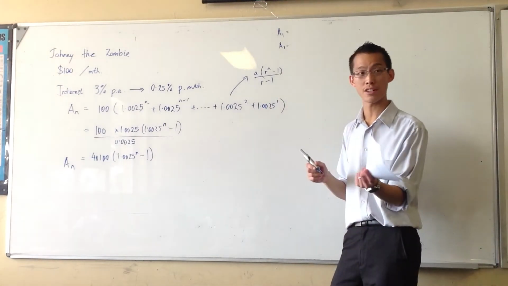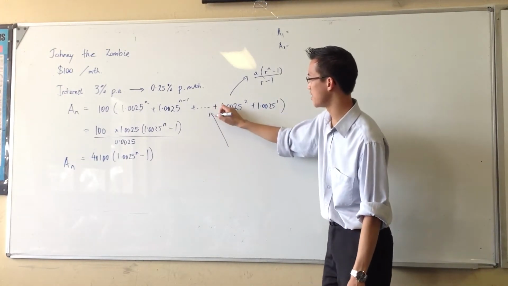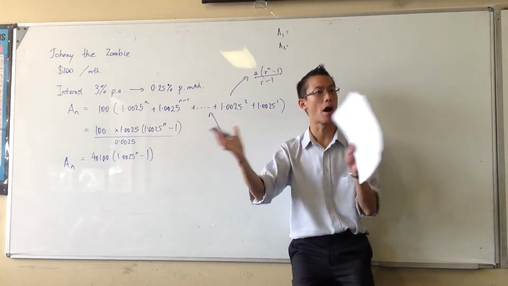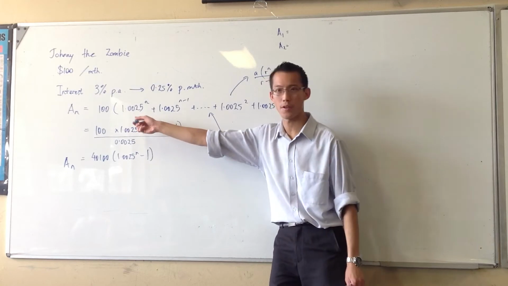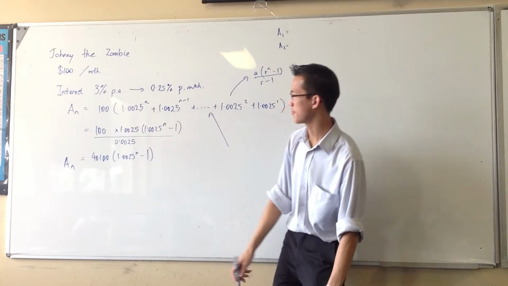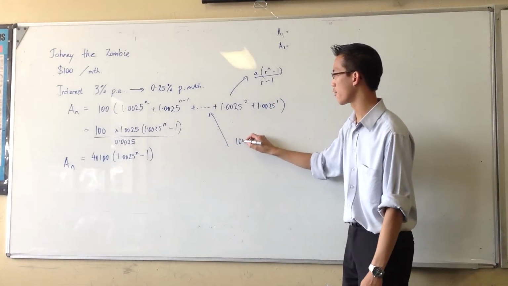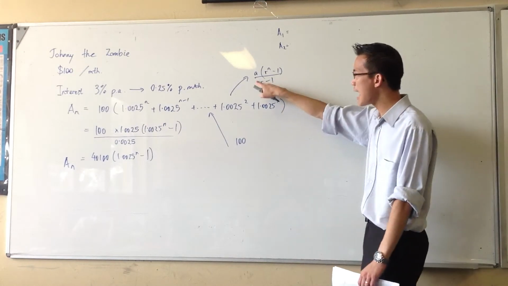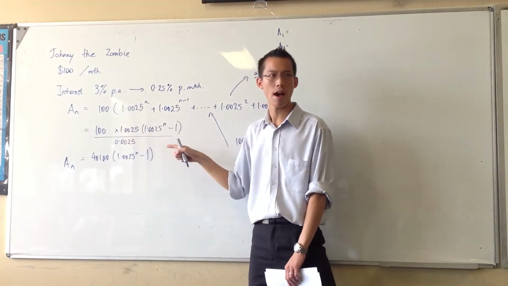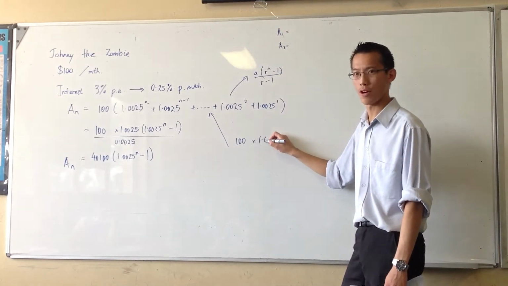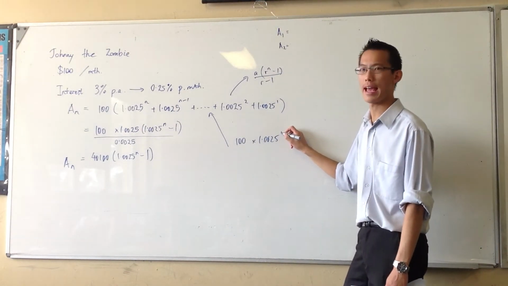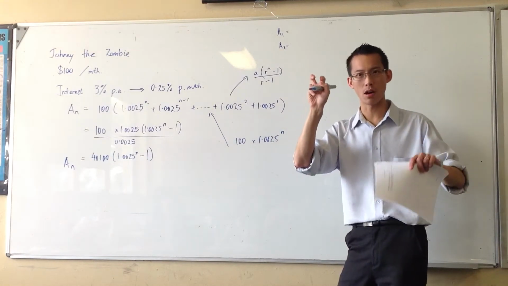Before I get to that and read it to you, I just want to draw your attention to this again. I said we could think of it as a GP from either direction. Okay? So how would it work if I thought of this as the first term? I have my 100 out the front, and then my a would not be 1.0025. What would it be? It would be 1.0025 to the power of n. That would be my first term.